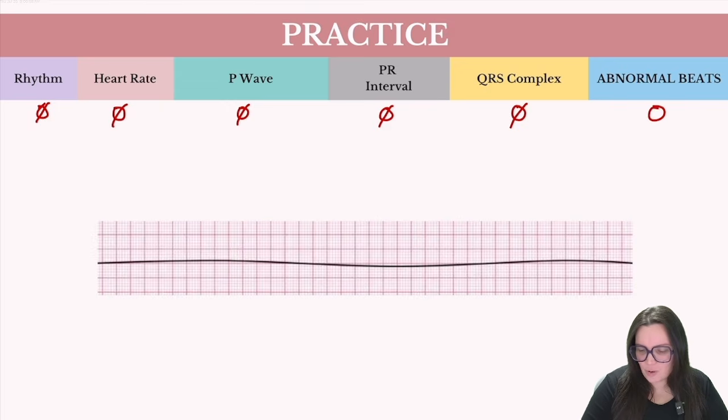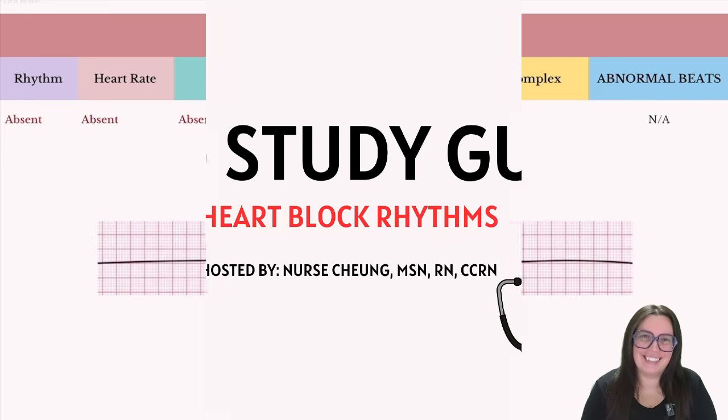And then of course we have no abnormal beats. So what am I dealing with if I've got this flat line? You guessed it, we're dealing with asystole.